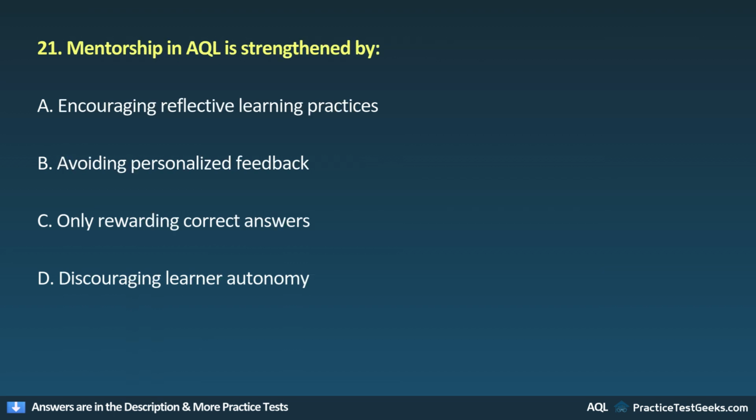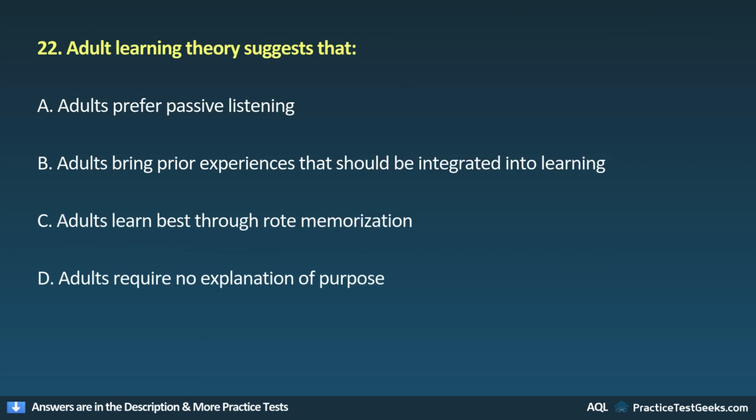21. Mentorship in AQL is strengthened by: A. Encouraging reflective learning practices. B. Avoiding personalized feedback. C. Only rewarding correct answers. D. Discouraging learner autonomy.